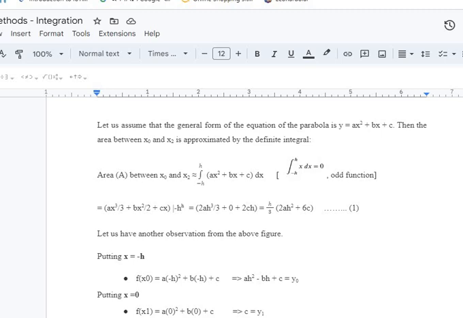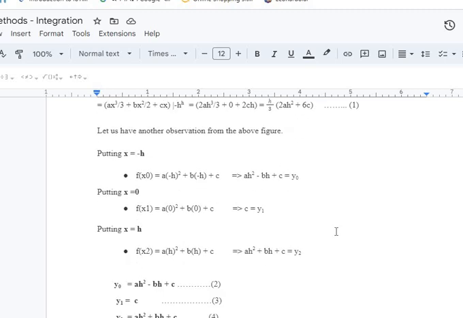So what is left? It is left with 2ah cube by 3 plus 0 plus 2ch. Integrating over this and putting the values, and then simplification, this will give you h by 3 into 2ah square plus 6c.